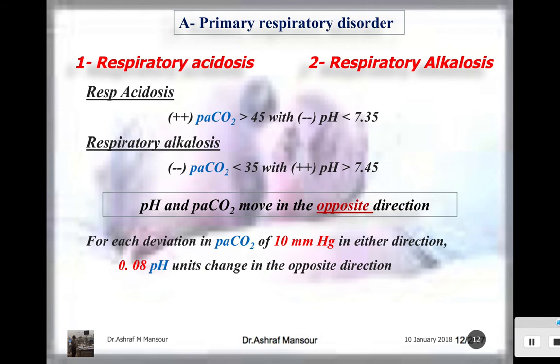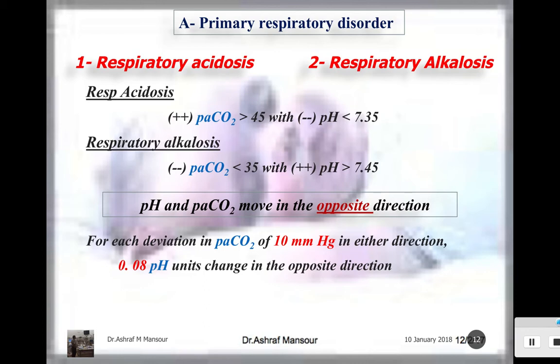I will start to speak now about the first type, which is the primary respiratory disorder, and the respiratory disorder will be either respiratory acidosis or respiratory alkalosis. Respiratory acidosis, as we say, there is increase in the CO2 more than 45, so the pH will come less than 7.35, while in alkalosis the CO2 will be washed out, less than 35, so the pH will be more than 7.45. So as you see here, the pH and the PCO2 move in the opposite direction.